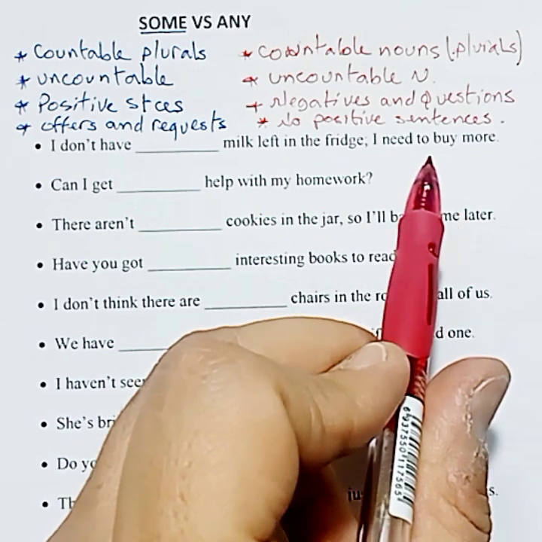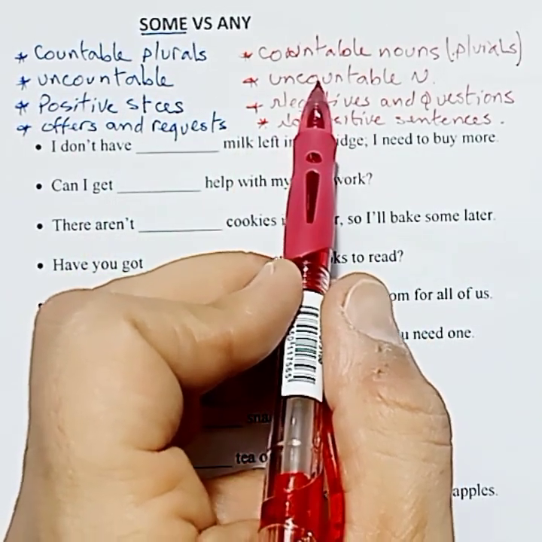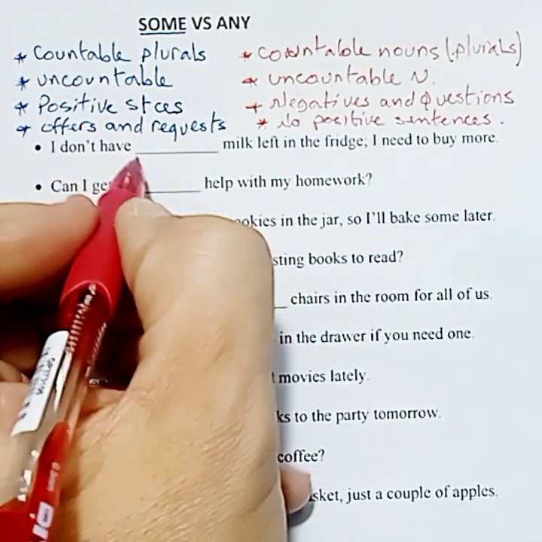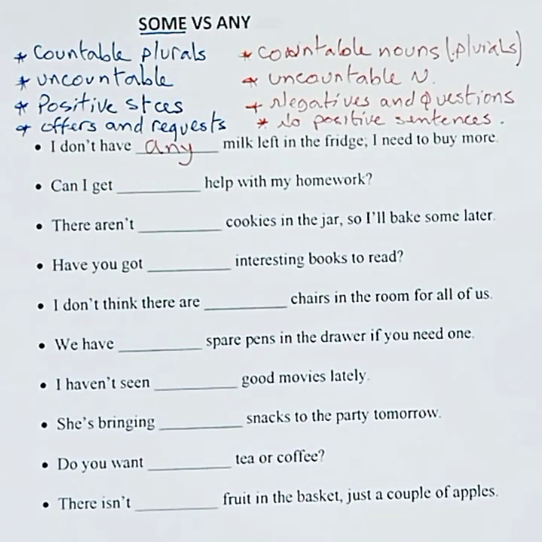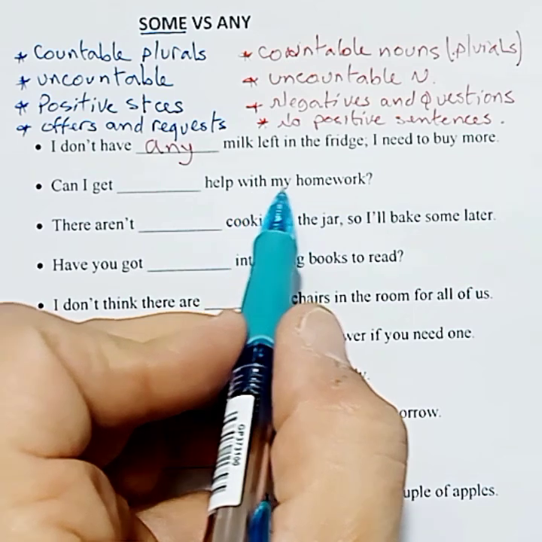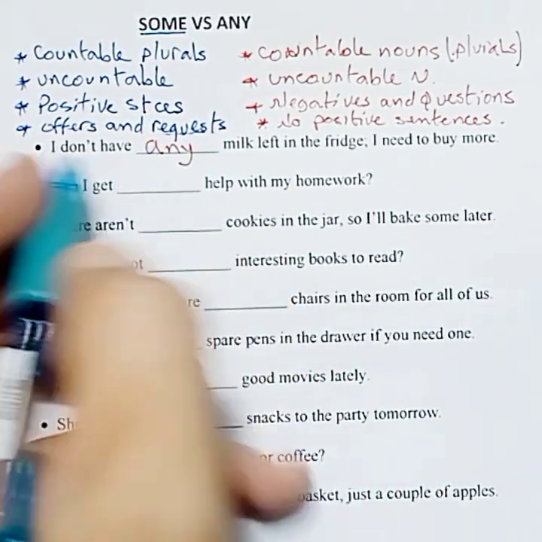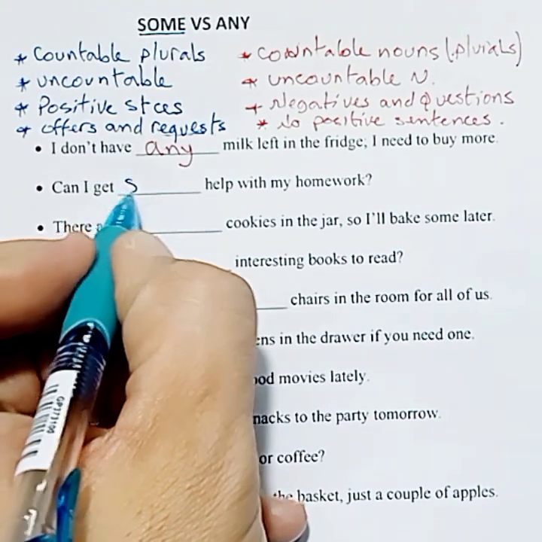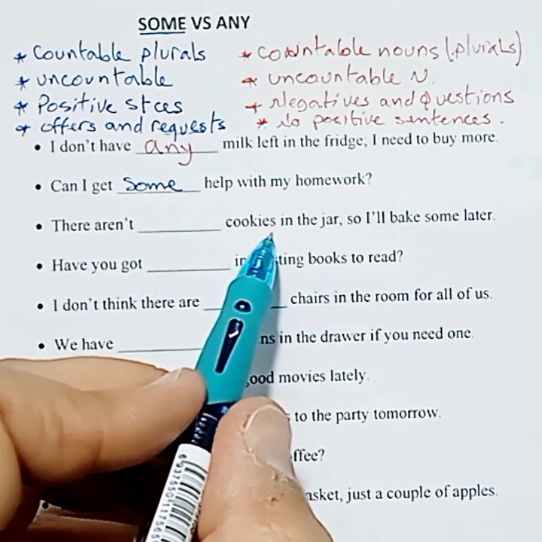Let's try. I don't have milk left in the fridge. I need to buy more. I don't. It's negative and milk is uncountable, so we use any. I don't have any milk. Number 2, can I get help with my homework? Here we are requesting, right? We are asking for help. It's not a normal question, so we use some. Can I get some help?